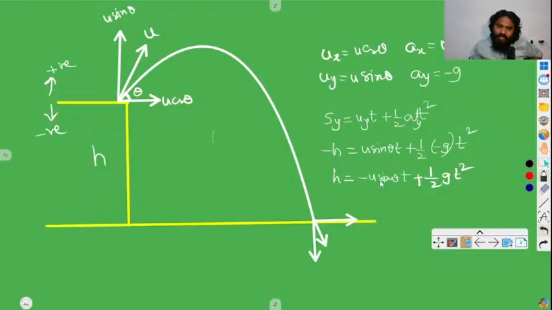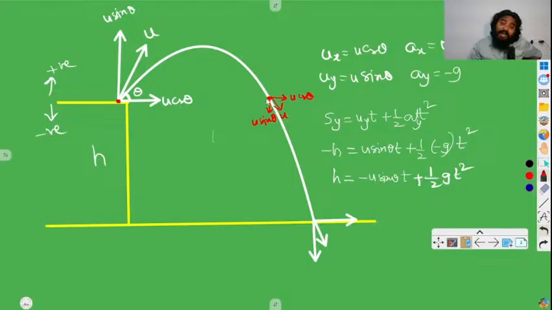And one more thing you should remember: from here to here, this is the point of projection, right? From the same level, whatever velocity is there here, the same velocity will be here also, because at the same level it will have the same velocities. Here it is u cos theta only, here it is u sin theta only, but the direction changes, right? And if they ask you to find the time from the same level, simply you can use t is equal to 2u sin theta by g.